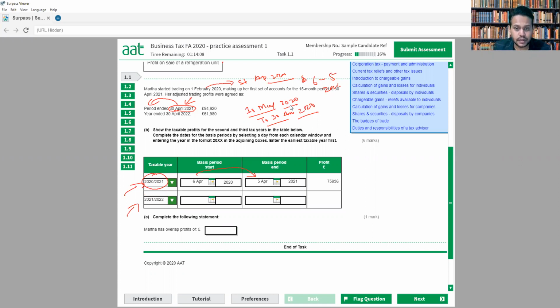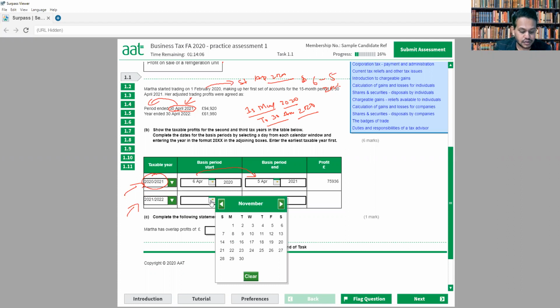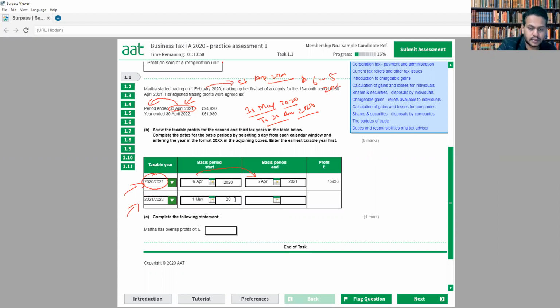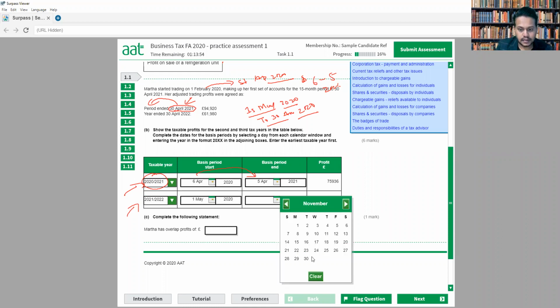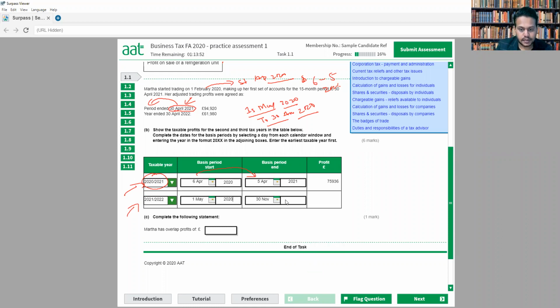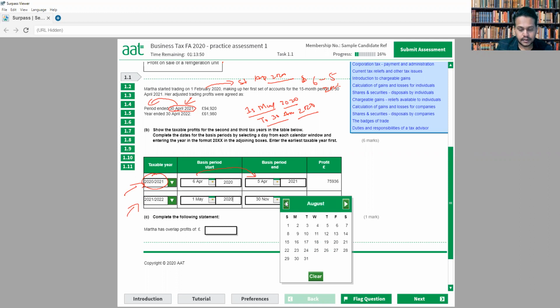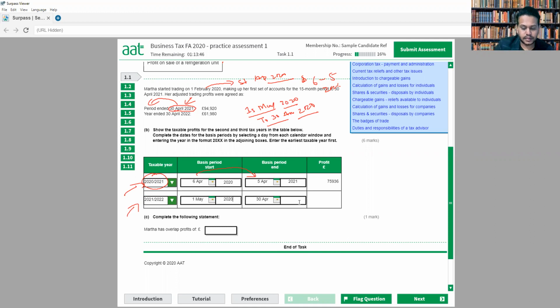So 1st of May 2020. So we'll say 1st of May 2020 to 30th of April 2020.